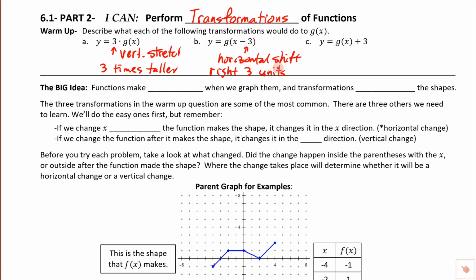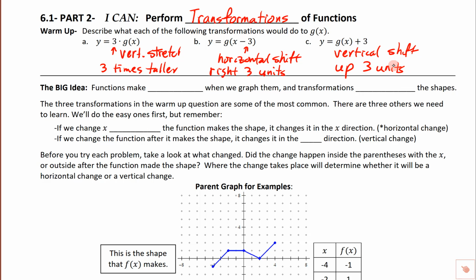Okay, last one here. We've got g of x, and then we add 3. Again, because we've made the shape and then we're adding something afterward, that's going to be a vertical change. So this is a vertical shift, and this is going to move it up 3 units. Remember, vertical changes do exactly what we'd think. So this is going to move it up 3 units.